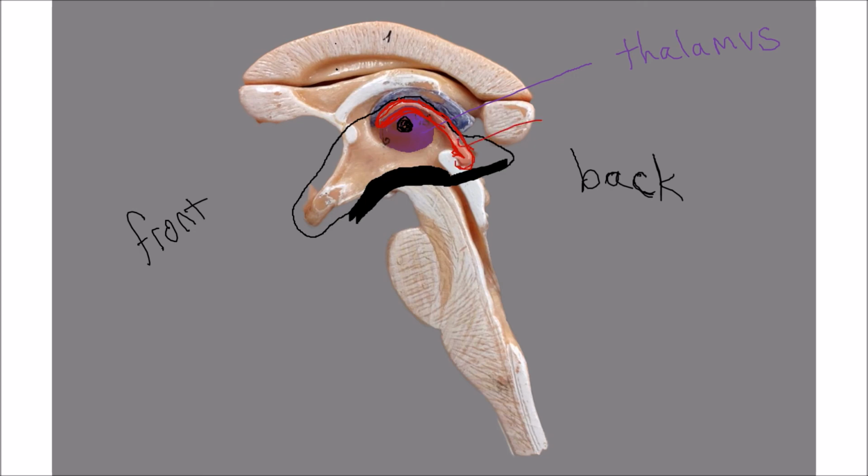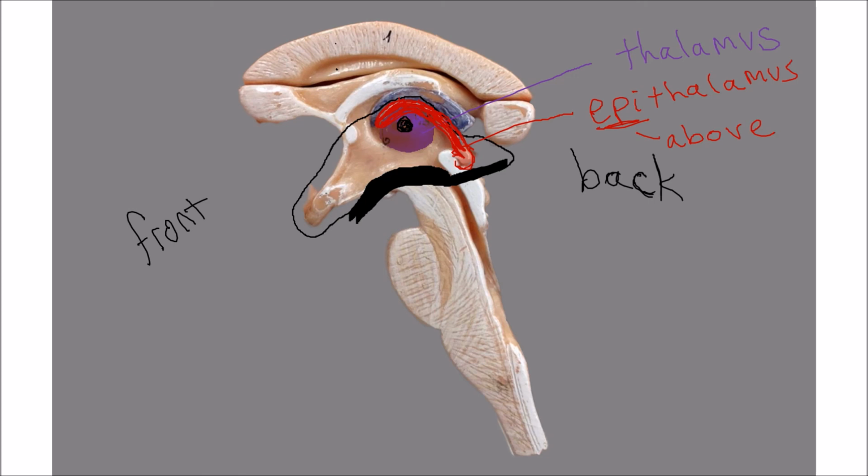This is called the epithalamus. Because why? Because epi means above. So epithalamus, above the thalamus. So this little pink looking ribbon, I'm coloring it in red now, is right above the thalamus. So that's called the epithalamus, for above the thalamus.